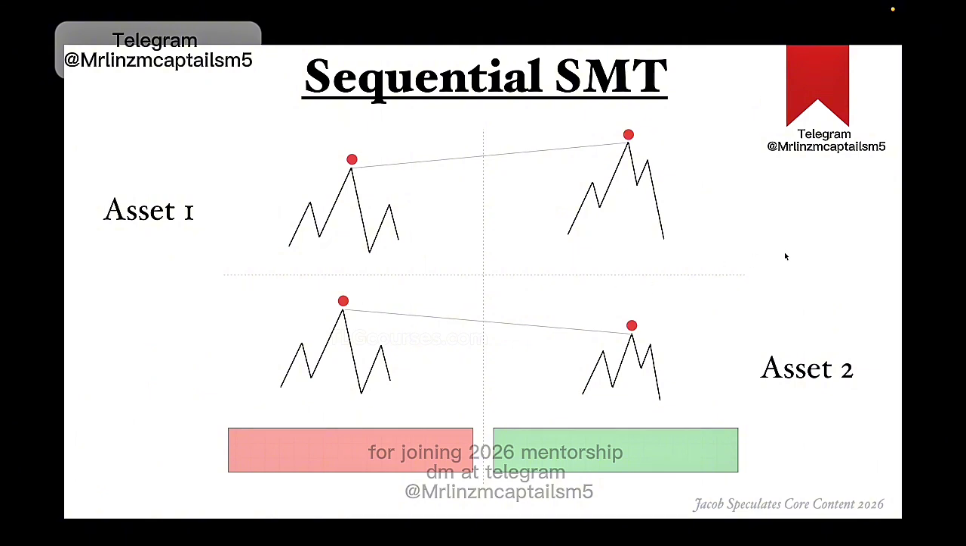So this would be an example of sequential SMT. And this is very high probability for reversals. This is the key signature that we always look for, every single day, every single week, every single month.